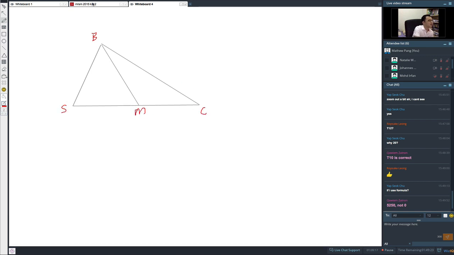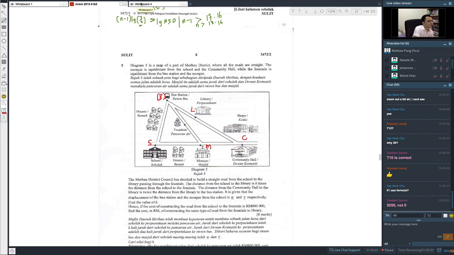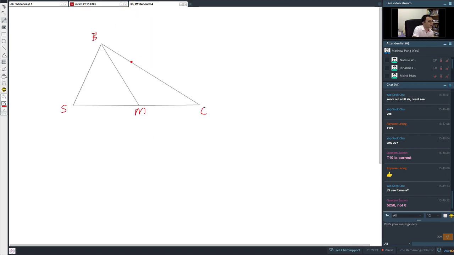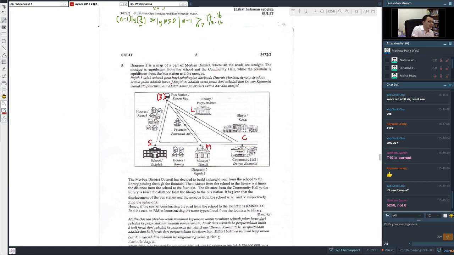All right. So yes, then we come to the question. Have a look at the question. Diagram 5 is the map of parts of the district where all the routes are straight and the mosque is equal distance from the school and the community hall. That means here will be equal distance. So I know the mosque basically will be the midpoint. The fountain is equal distance from the bus stop and the mosque. So the fountain here will be equal distance here also, so it will be the midpoint also.